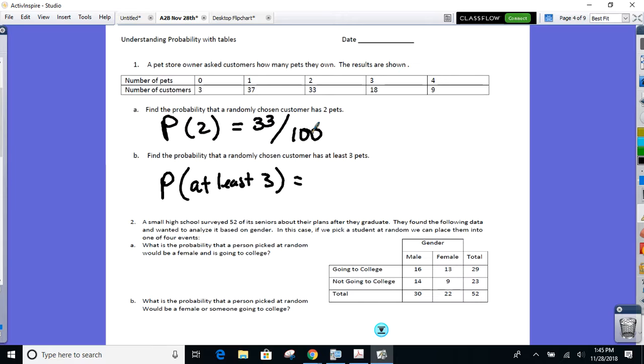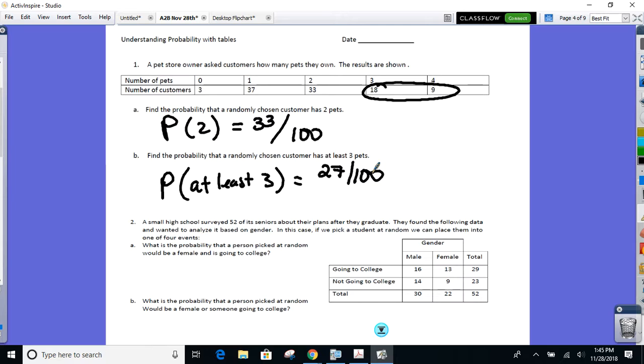At least 3, what's that mean? At least 3. 3 or more. So I wasn't just looking at the 18, I was looking at the 9 as well, for a total of 27 out of 100. Okay, no big deal. Reading the table. At least 3 or more.